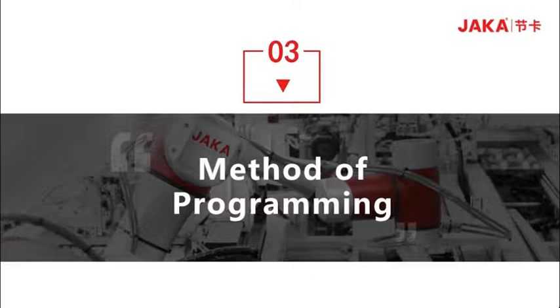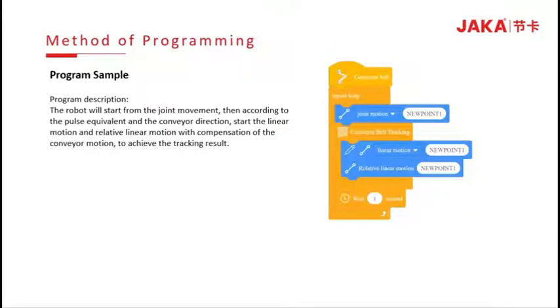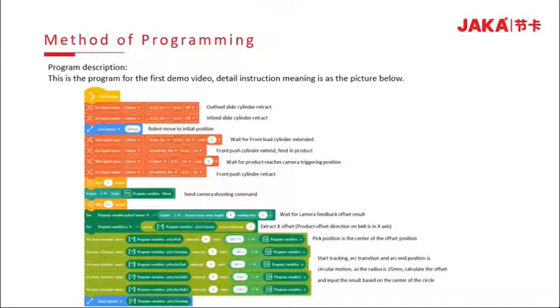Method of programming. The sample program is in the right picture. The robot will start from the joint movement, then, according to the pulse equivalent and the conveyor direction, start the linear motion and relative linear motion with the compensation for the conveyor motion to achieve the tracking result, then wait for 1 second to repeat the motion. This is the program for the first demo video.